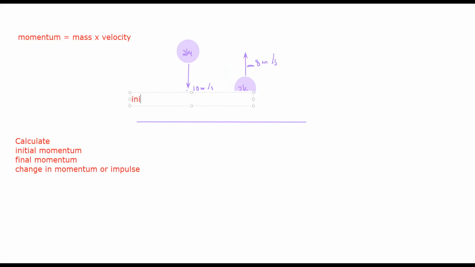If I want the initial momentum, what is the initial momentum here? Initial momentum means the momentum before collision. So initial momentum is a product of mass and velocity. Mass is 2 kilogram multiplied by velocity 10, which is equal to 20 kilogram meter per second. That's the initial momentum. What is the final momentum?